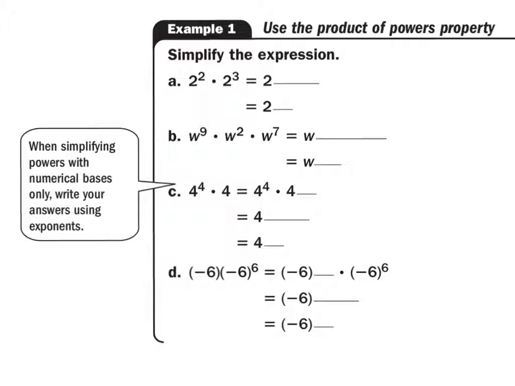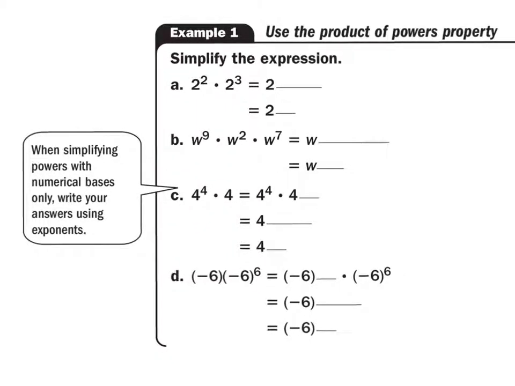The first one is 2 squared times 2 to the 3rd. That is going to be 2 to the 2 plus 3 power, which is going to simplify to 2 to the 5th. In B, we have w to the 9th times w squared times w to the 7th. Since they all have the same base of w, we will just add their exponents together. 9 plus 2 plus 7, which will give me 18, so w to the 18th.